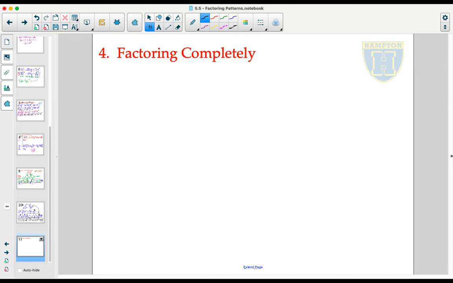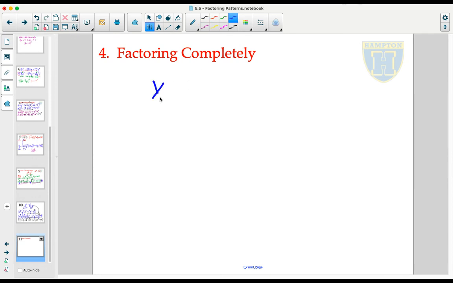But sometimes you have to dig a little bit more and make sure that you're looking at every step of the way to make sure there aren't any leftover factors that need to be simplified. So in this video, we're going to look at a couple of different examples to ensure that we're seeing everything we need to see as it comes to factoring a polynomial.